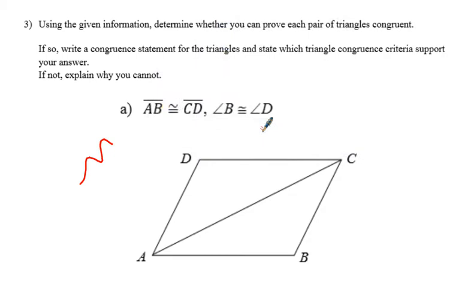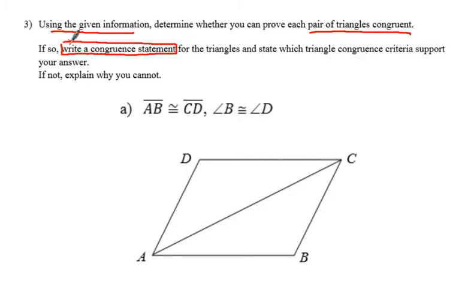Hi there. In this video, we'll take a look at problem 3, in which we need to figure out if the diagram we're given has congruent triangles or not. So let's take a look. Using the given information, we're supposed to determine whether or not you can prove that the triangles are congruent. And if you can, we're supposed to write a congruent statement showing how the triangles are congruent.